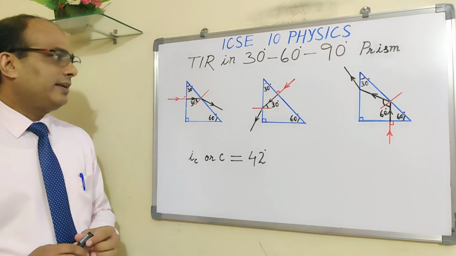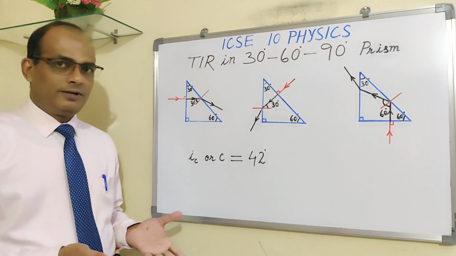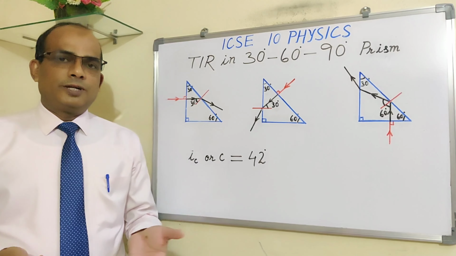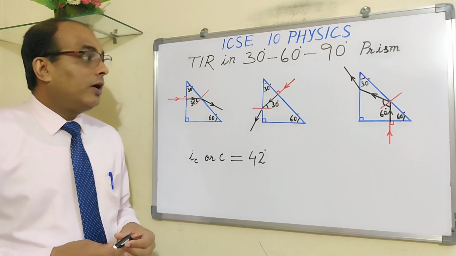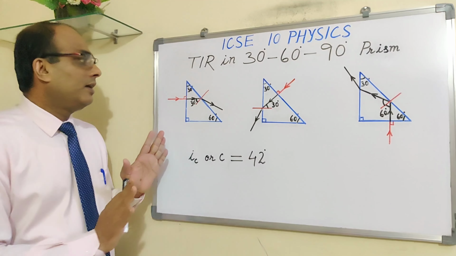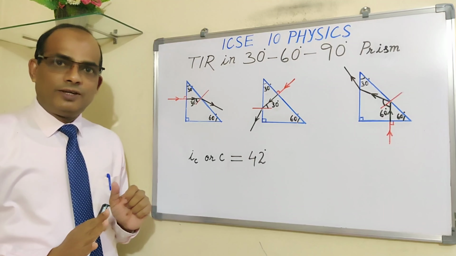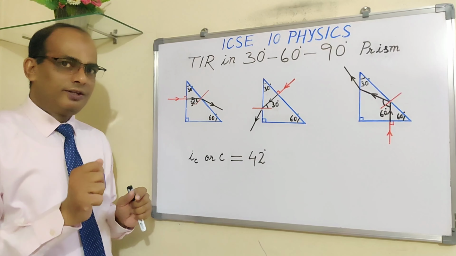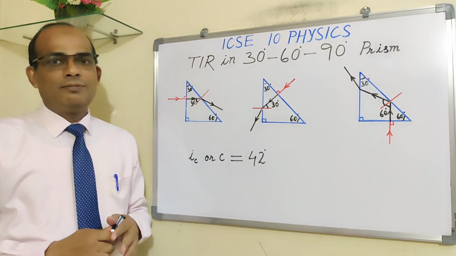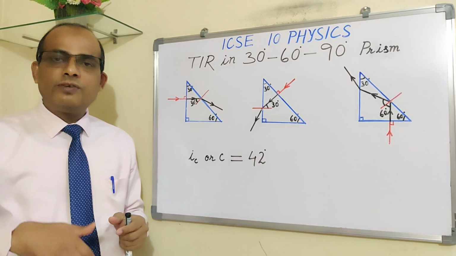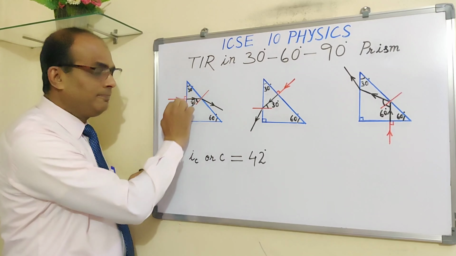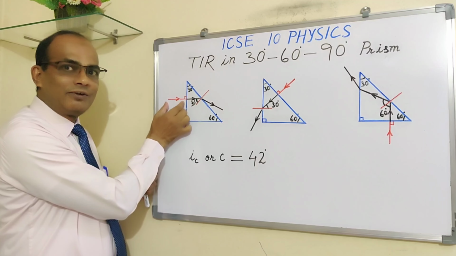Now see how the question is asked in the ICSE examination, be it the home examination, terminal examination, prelim, or the ICSE board examination. An incomplete diagram will be given and the question will be: copy and complete the diagram till the ray of light emerges out of the prism. So how much will be given? This prism and this red arrow.